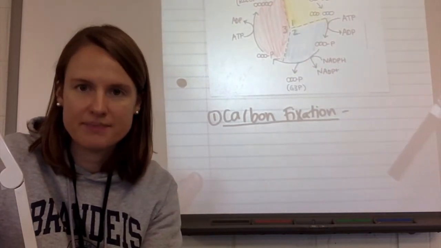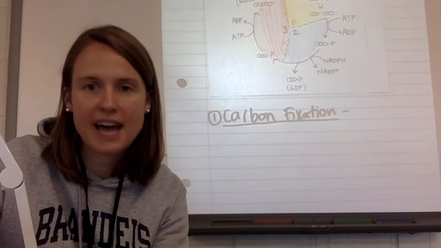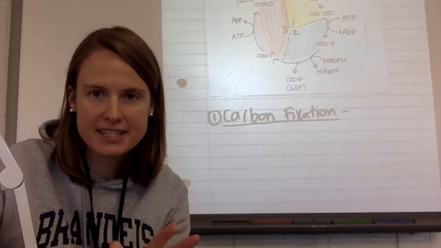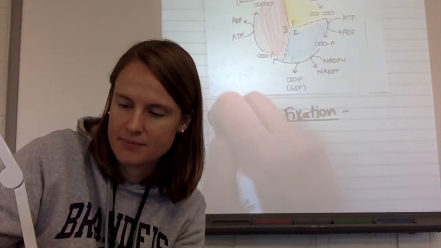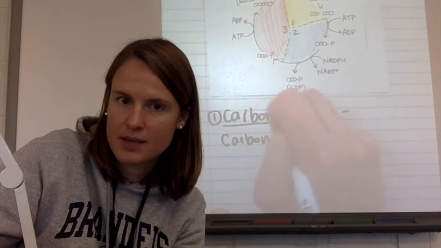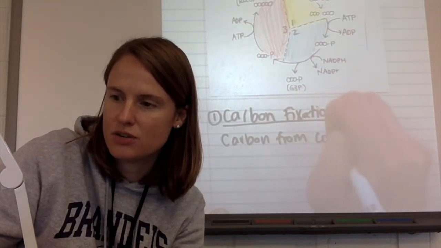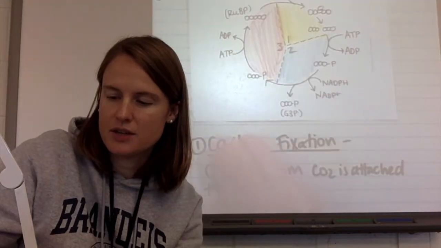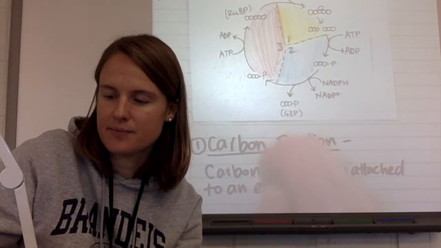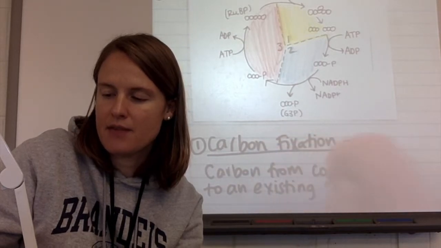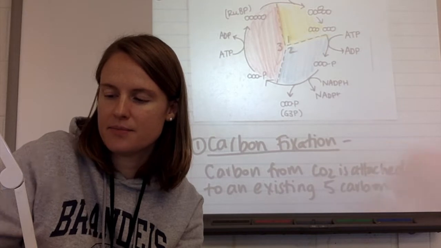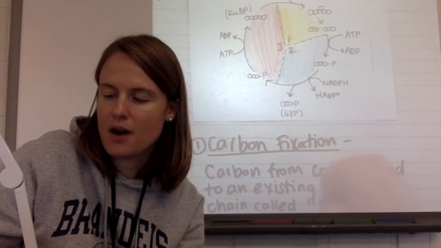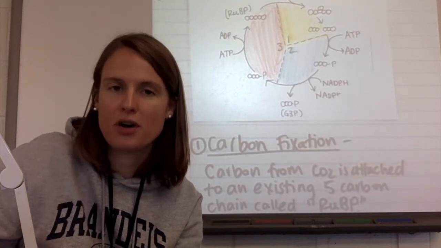So carbon fixation is when carbon from CO2 is attached to an existing 5-carbon chain called RUBP. Let's write that down and then talk about what it means. So again, carbon from CO2 is attached to an existing 5-carbon chain called RUBP or Rubisco.